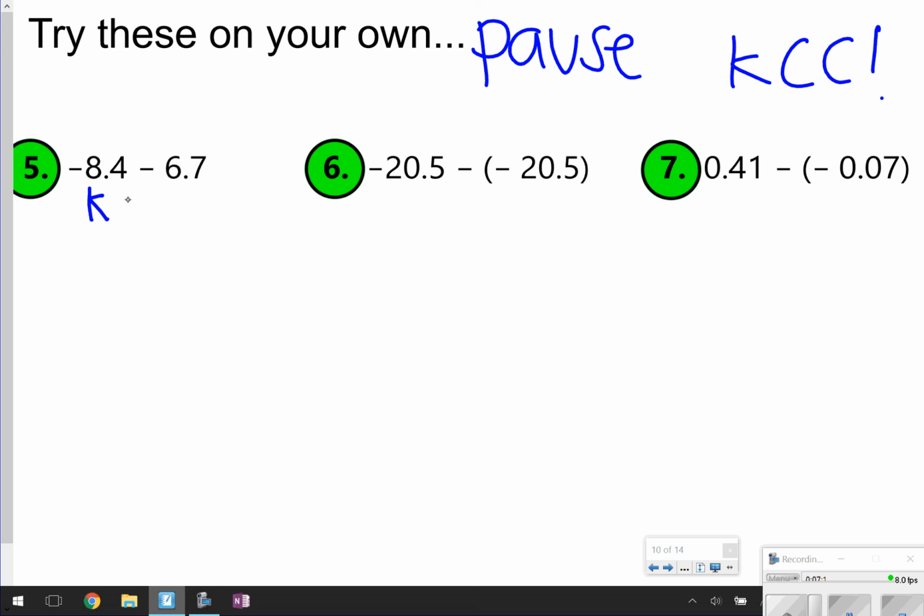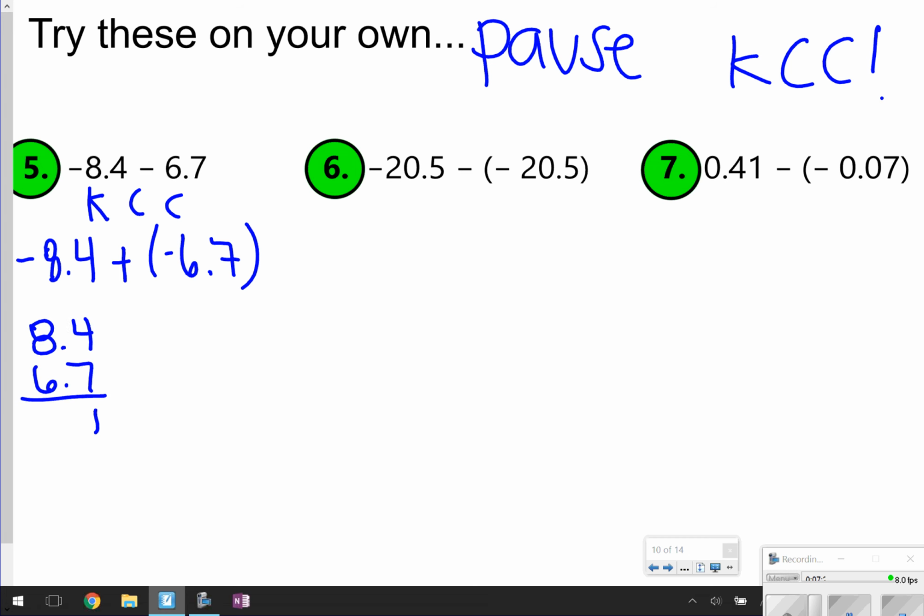Alright, number 5, KCCing negative 8.4 plus negative 6.7. I've got same signs, so I'm going to add and keep them. So 8.4 plus 6.7, that's 11. 8 plus 6 plus 1 is 15. So I get negative 15.1 because they're both negative, so I'm going to keep that negative.